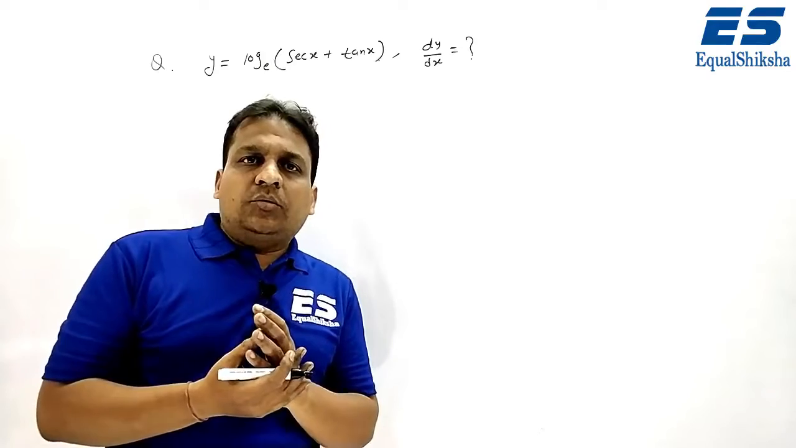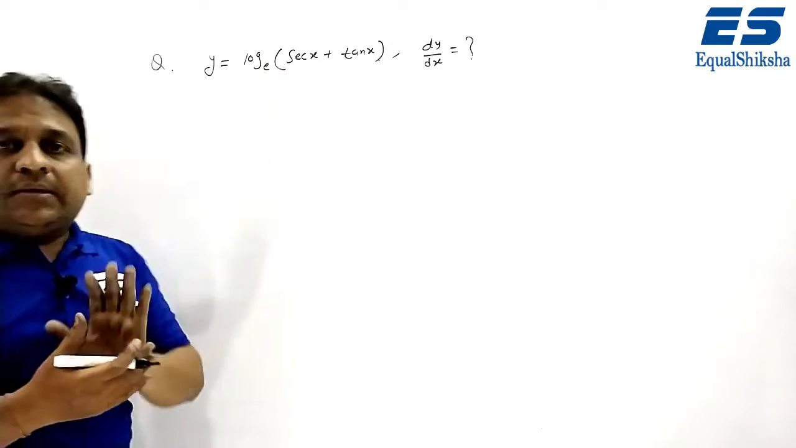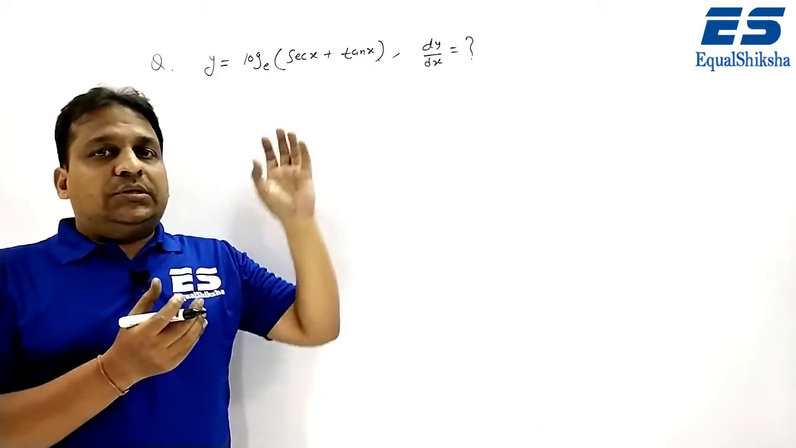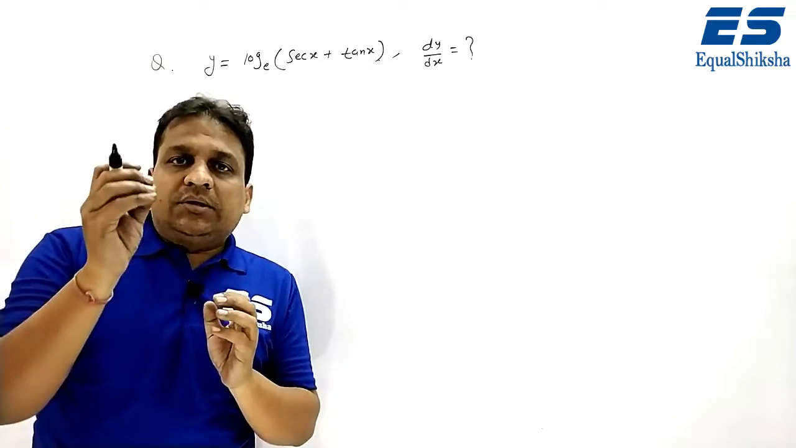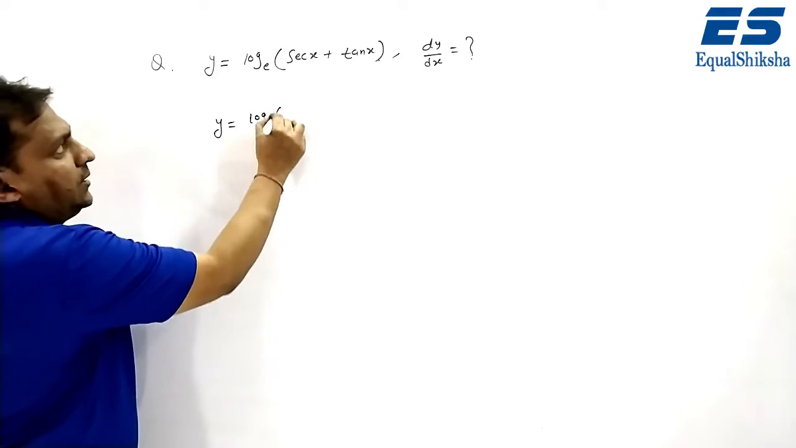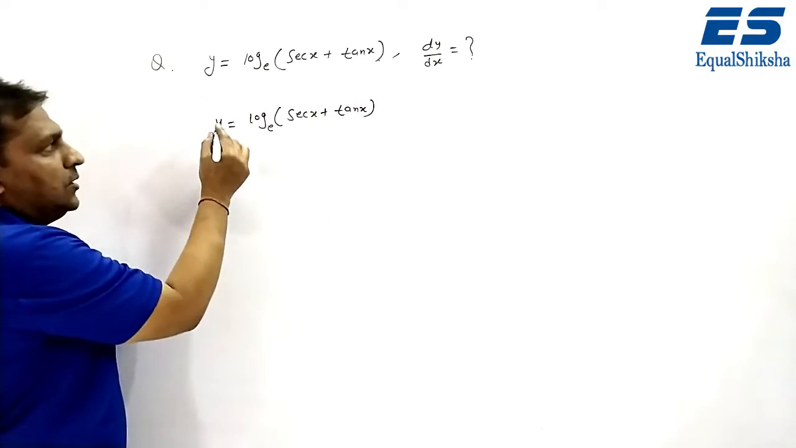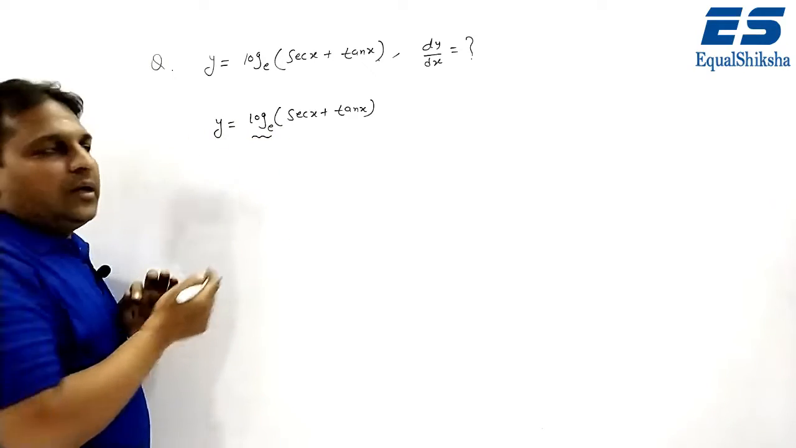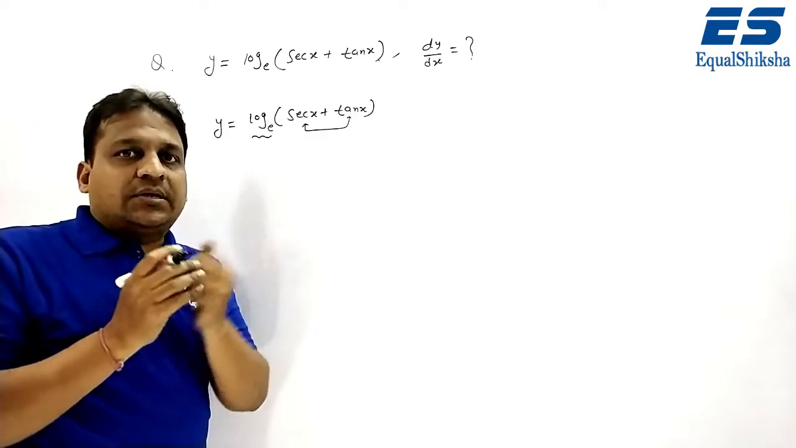Students, now we are going to solve one more question on function of function, and that is y equal to log base e sec x plus tan x. First you have to count the number of functions, because this is not a standard function. For log, the standard function is log x, but here it is log of sec x plus tan x. So here the function is y equals log base e of sec x plus tan x. So now you have to count the number of functions. Here the first function is log, and the second function is sec x plus tan x, because sec x and tan x both are standard functions in composite form.